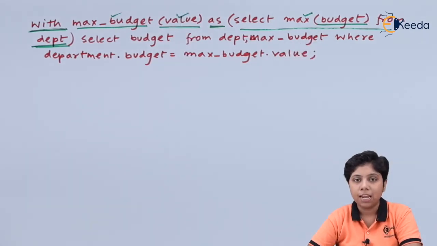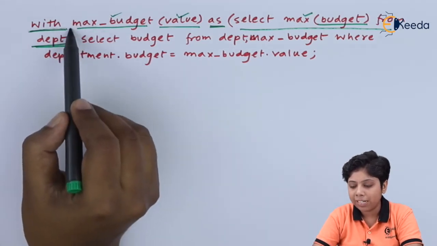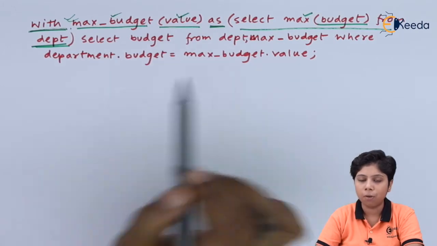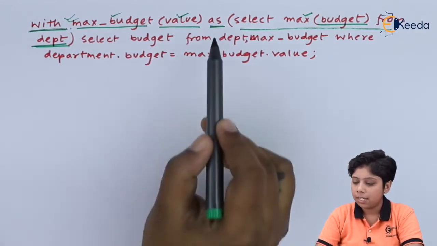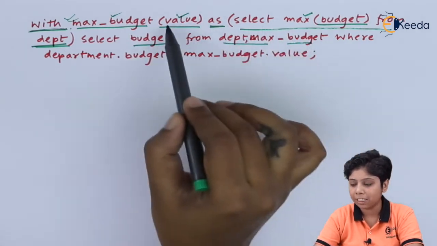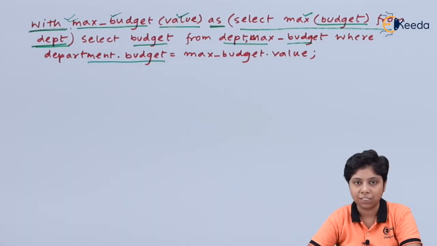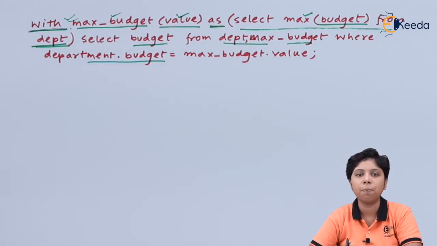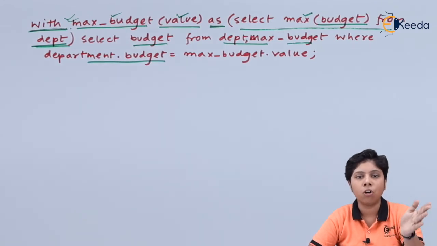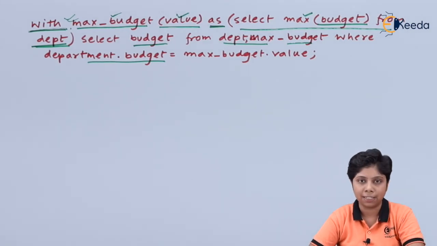Now note that when I'm renaming it with a with clause, this relation doesn't take any memory in the database. It is used only for solving this query. Now, I am selecting the budget from department and max budget, where the max budget value is equal to the department budget. That is how I am finding the maximum budget in a department. So the with clause lets queries be solved on a relation reference of a subquery, but it will not be stored in the database itself.